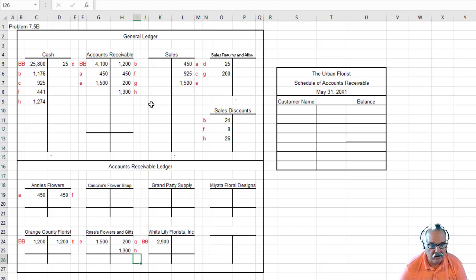You can see down below in Rosa's account that $1,300 wipes out everything because she's not going to pay us any more money. She took a discount because she paid within 10 days.